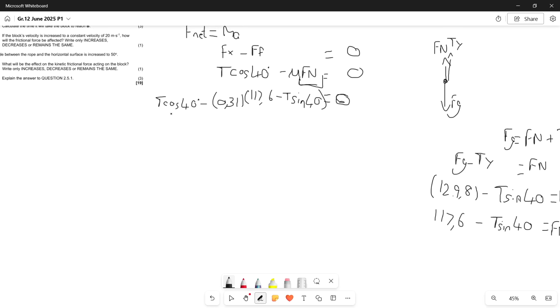Even though this T cos 40 and this T sine 40 might look daunting, cos 40 and sine 40 are just number values, just like special angles in math, which means we can go ahead and start to solve for everything. So we're going to turn our cos 40 and our sine 40 into number values. We're then going to distribute our 0,31 into both of these, and then take the numbers to one side, simplify our T with the numbers, and then divide by it to get an actual value for tension in this equation.